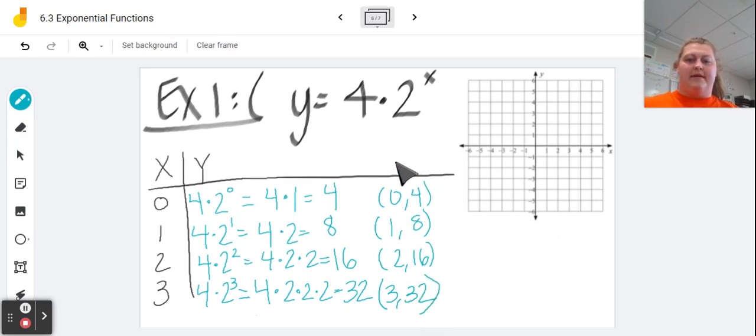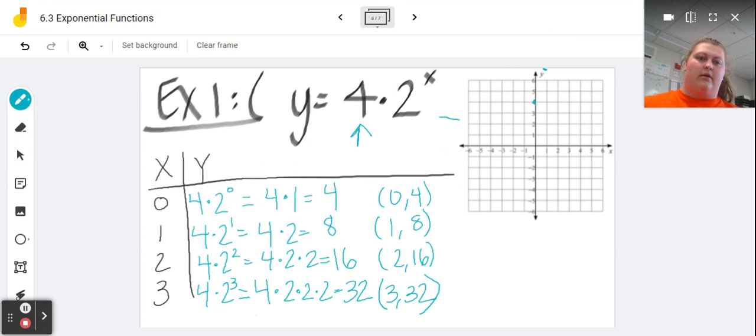So when I'm graphing this, my first point is (0, 4), because 4 is my A, and that's where it's going to be on the y-axis. Next, my second point is (1, 8). So over at 1, I don't have 8, so I'm just going to pretend and put it there. And (2, 16), so I know it's growing exponentially and it's going to go over and up.